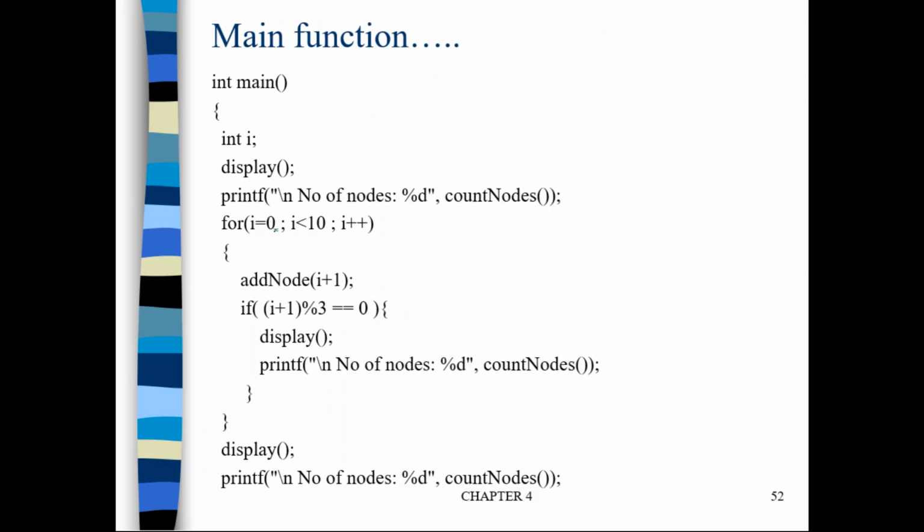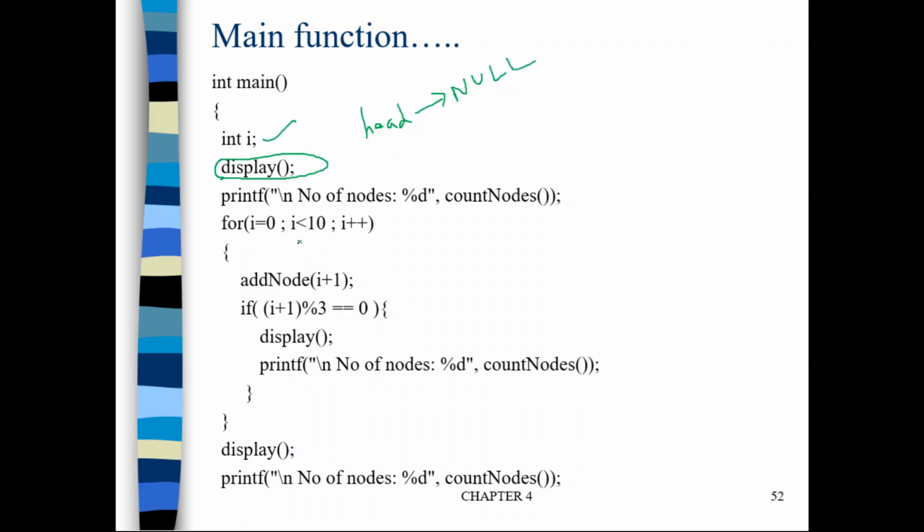And this is the main function we are displaying. So we are creating a variable i. First, without creating any nodes, we are displaying. So what will it display? It will display head arrow null. It will just display head, because you have a head pointer but head is not pointing anywhere. Head is pointing to null, so it will just display like this.